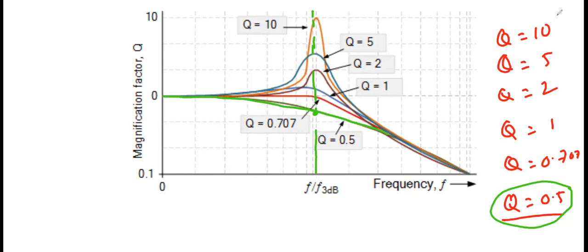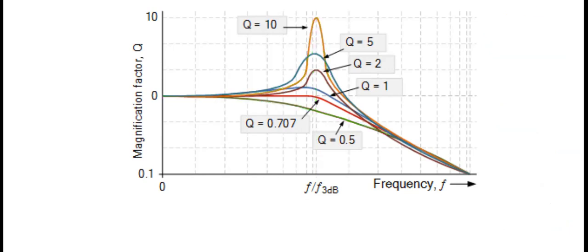On the other hand, if you have Q equals 10, a very high value, you can see this very high peaking. So you have very high peaking gain. It means that very close to the cutoff frequency, your gain will be very high. That will give us a distorted output, not the original output.